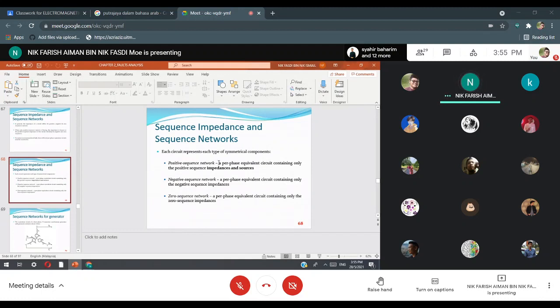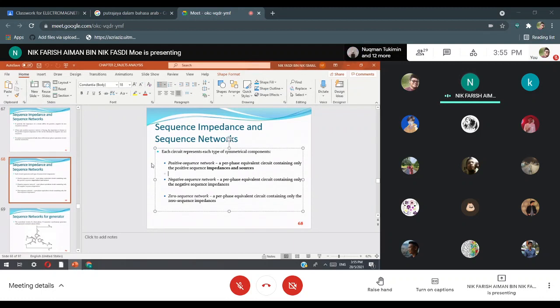Positive sequence network, a per-phase equivalent circuit containing only the positive sequence impedance and sources. Negative sequence network, network here means the equivalent circuit, a per-phase equivalent circuit containing only negative sequence impedance. It's easy, the positive has impedance and sources, only the positive. But you need to understand that the positive sequence basically has an impedance and a source. There are two elements here. For the negative and zero, it only has the impedance. It has no sources. Why?